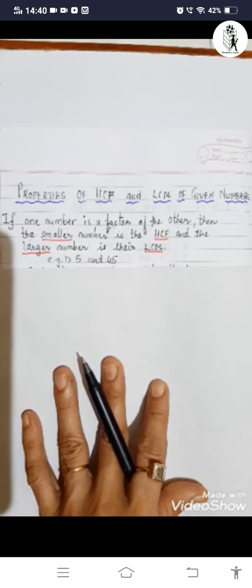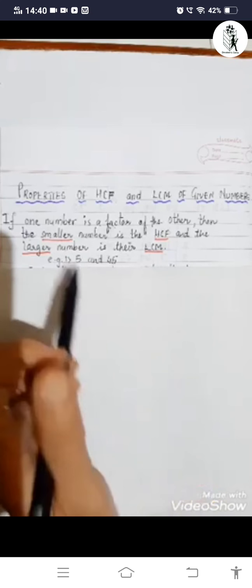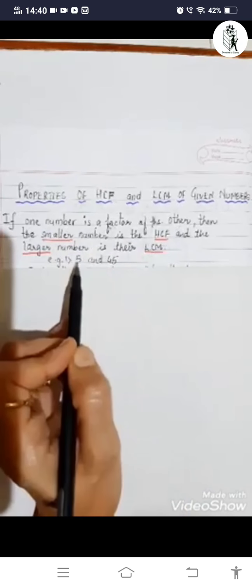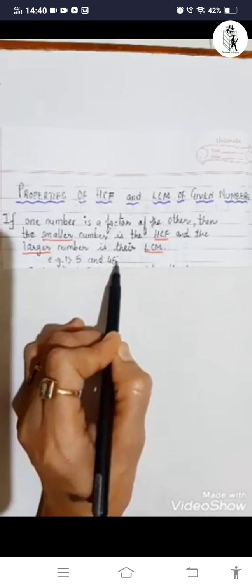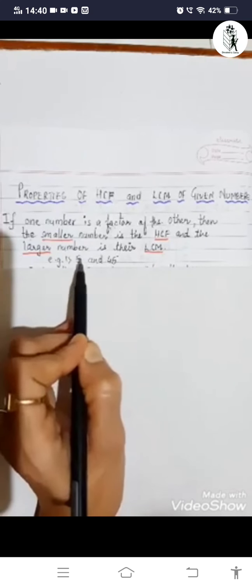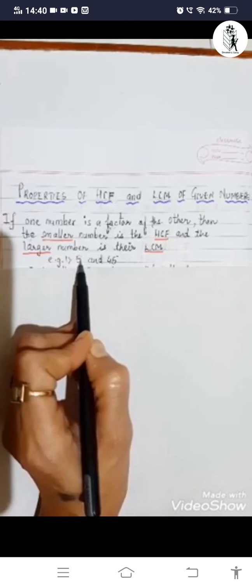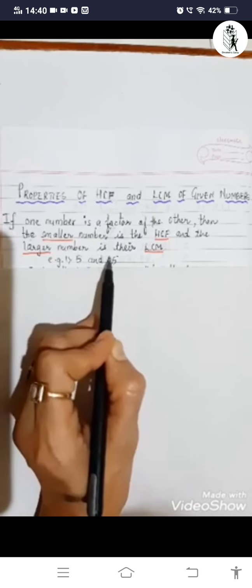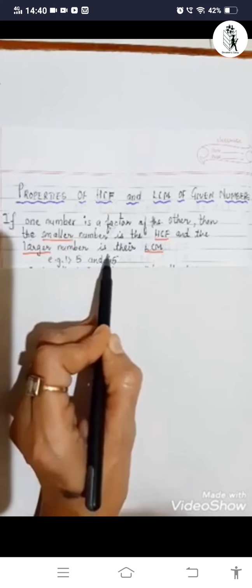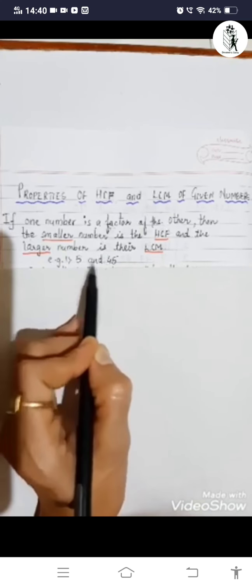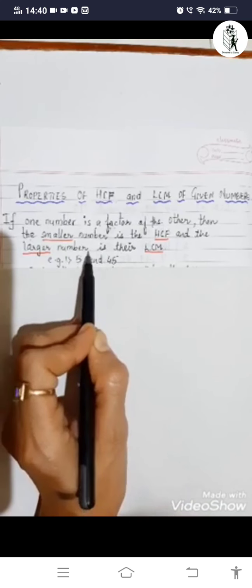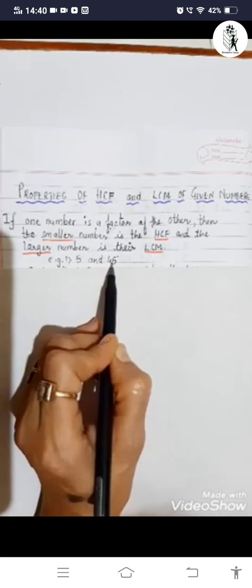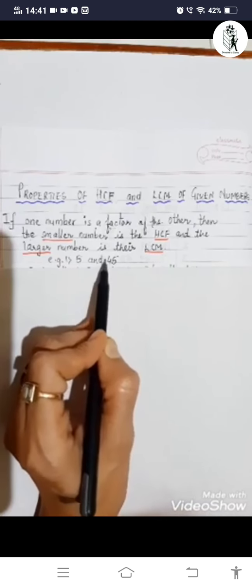According to this, what is the first sentence? If one number is a factor of the other, that means 5 is a factor of 45. That means 45 is there in the table of 5. This is the meaning of factor. So if one number is a factor of the other number, then the smaller of the two, which is 5, will be the HCF, and the larger one, 45, becomes the LCM.